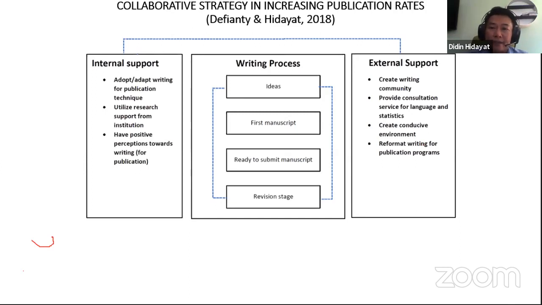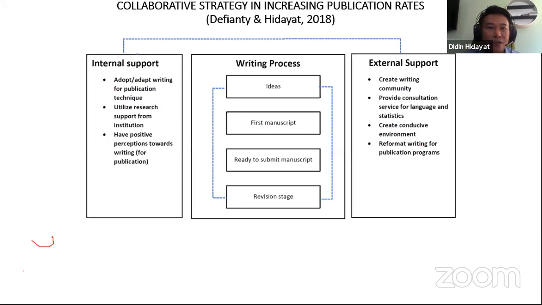And then within the external support, there should be a writing community. Of course, this should be promoted by the teachers themselves. They can start by maximizing the use of their inner circle, for example, within their department, to establish this writing community. And this is what we are doing at the moment at our department. We're trying to build this writing community, so hopefully it can shed light on a further or larger community.